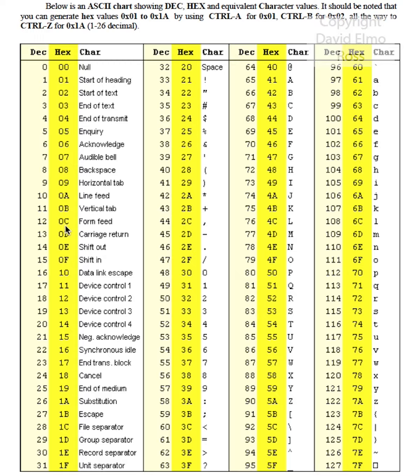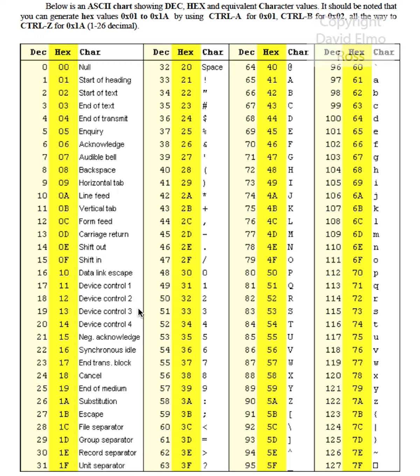0C is the 12th letter of the alphabet, happens to be an L, so Control L will do a form feed. And on a printer, that means it ejects paper. On a screen, it means it's going to clear the screen. And finally here, 0D, which is Control M, 13th letter of the alphabet, will put the cursor back to the start of the same line. So you can generate 01 through 1A here by Control A through Control Z.